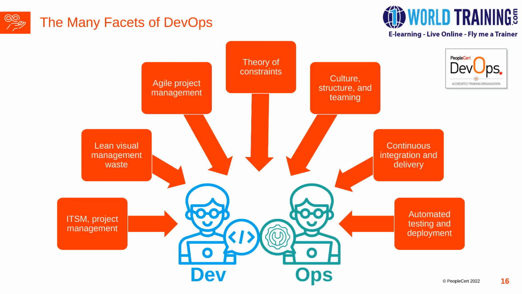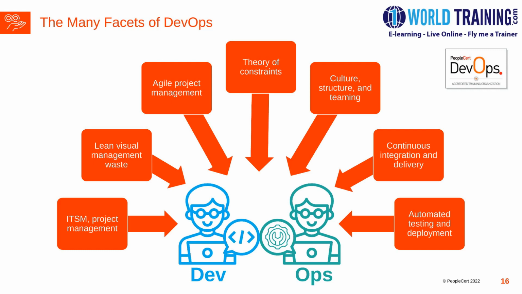There are many facets of DevOps, and they are distributed among development and operation teams, because primarily there are two types of team, the development team and the operation team. These teams can work independently, working in silos, or work together. And of course, with DevOps, they will be working together.